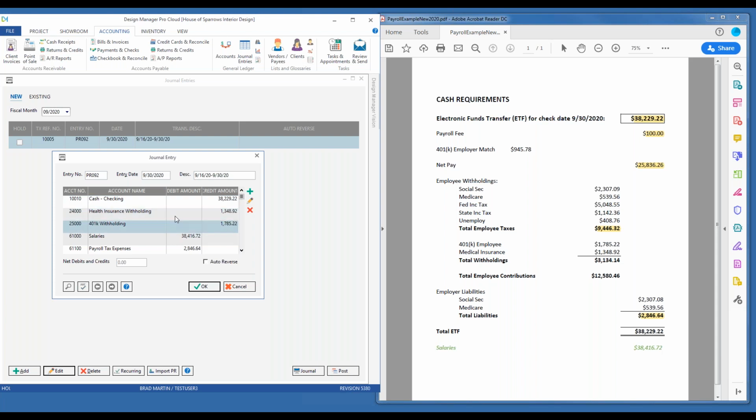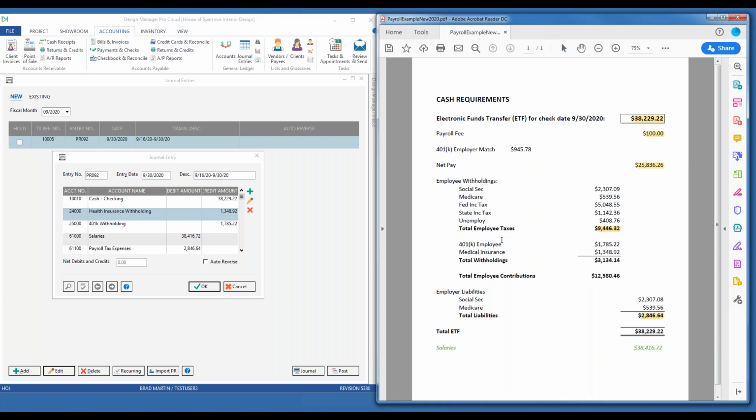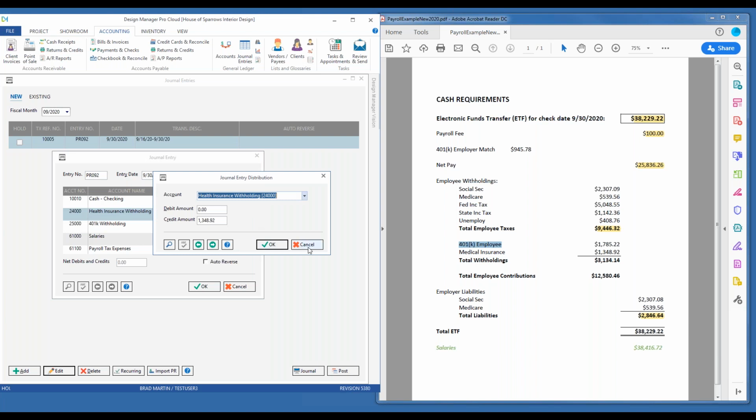Next, we have our 2 withholdings accounts. These are the funds that we're holding on behalf of our employees to ultimately submit to other institutions later. So we have our health insurance withholding, and we have our 401k, for 1785.22 for the 401k and 1348.92 for the health insurance. Both of those are liabilities, and they're also a credit.